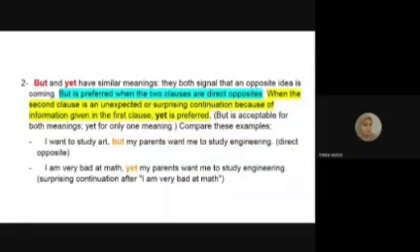Let's see the second one, which is a surprising continuation of opposite meaning. I am very bad at math. Math lesson. Okay. Yet my parents want me to study engineering. This is surprising. Why? Because the student is not good at math. So how could he or she study engineering, which depends on math? So this is the surprising fact.